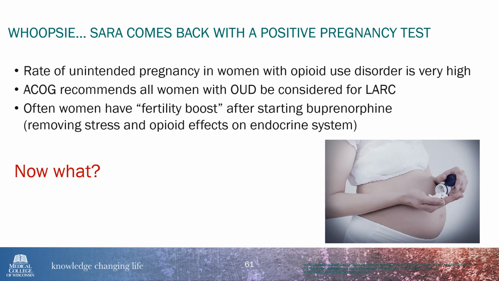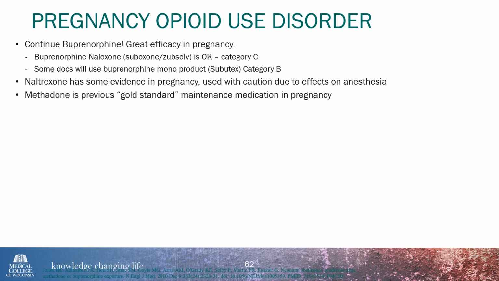So anyway, our patient is pregnant. What do we do? So what you should do when you have a pregnant patient with opioid use disorder is continue medication-assisted treatment. Technically, all 3 forms of medication-assisted treatment are safe in pregnancy with a bit of caveats. So buprenorphine, specifically buprenorphine naloxone, is considered category C in pregnancy. That's because there's some question about the safety of naloxone in pregnancy.